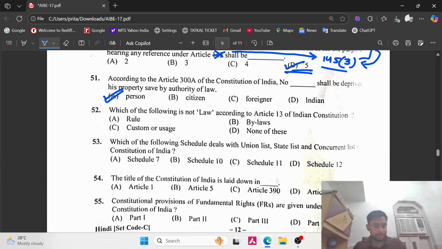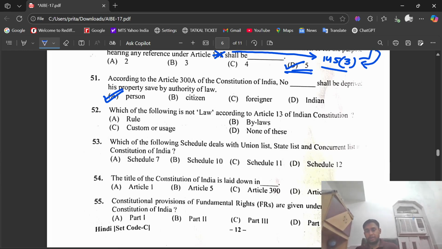Now question number 52. Which of the following is not law according to Article 13 of the Indian Constitution? Options that we have: rule, bylaws, custom or usage, D, none of these. The right answer is none of these. In this question basically it's asking for the thing that is not law according to Article 13. But if we read Article 13, it's clearly mentioned that rule is law, bylaws are law, and custom or usage are also law where courts accept those customs. So the right option is option D, that is none of these.